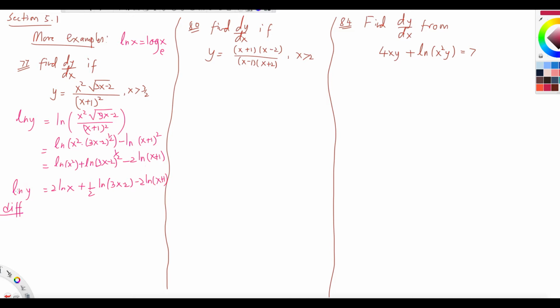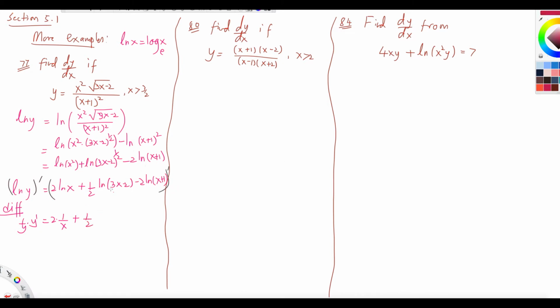The derivative of natural log of y is the same as 1 over y times y prime. And then 2 times natural log of x, the derivative is 1 over x. When you take the derivative, don't forget that we will be taking the prime on both sides. That's what we are doing, and that's how we got it.